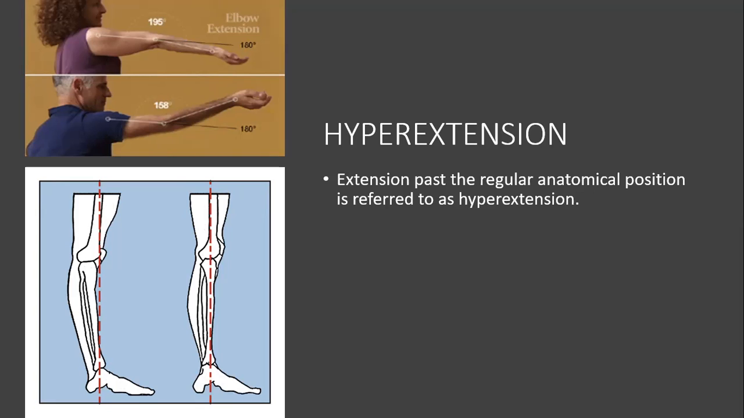A hyperextended knee is a very dangerous position for people. They can get really, really hurt. They can tear a lot of musculature with a hyperextended knee. So this is something that we will need to work on with our patients as physical therapist assistants. So hyperextension means more extension than normal, extension past the regular position. Again, flexion and extension occur in the sagittal plane.